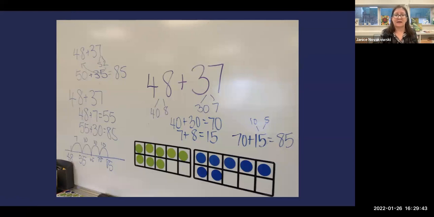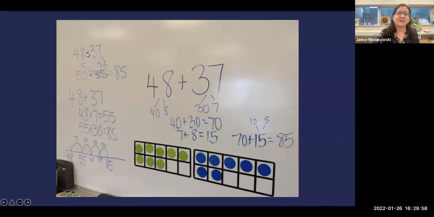I add the 1s, 7 and 8 equals 15. And then I add 70 and 15 to make 85. And that's how fluent we want students to be able to get by the end of their grade level experience, and being able to explain their strategies.